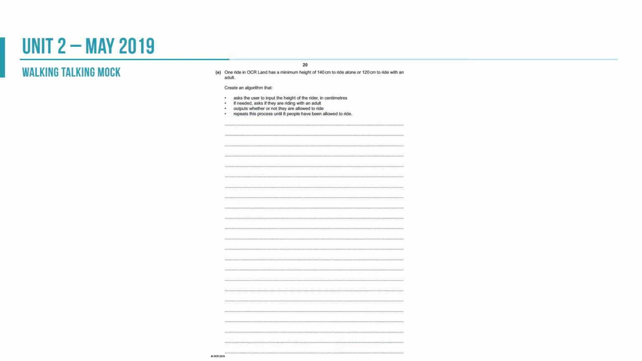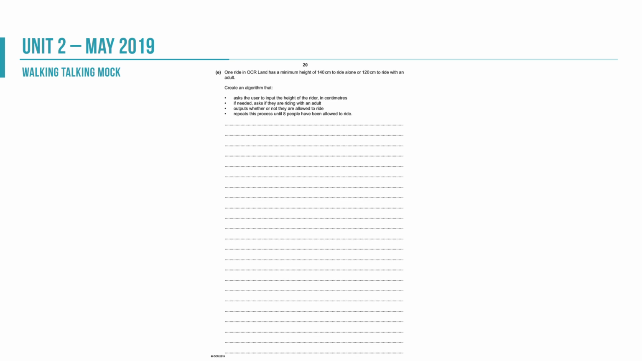On to then the final question of the paper, which is our bigger and, if I'm honest, toughest pseudocode or OCR reference language style question. Now from 2021 onwards, you'll be able to answer this sort of question in Python as long as it appears in section B of the paper. Okay, so one ride in OCR land has a minimum height of 140 centimeters to ride alone or 120 to ride with an adult. We want to ask the user for their height.